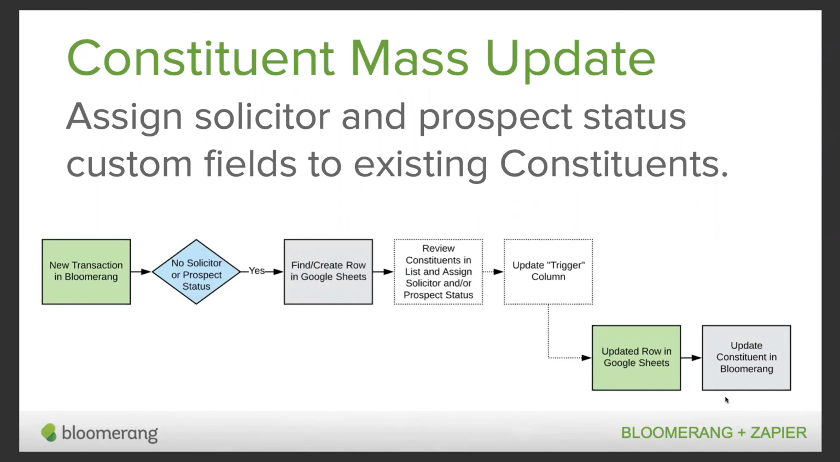So we're going to look at a workflow where if a transaction is received greater than $1,000, we're going to add a constituent to a spreadsheet. And from that spreadsheet, we're going to assign a solicitor and a prospect status. So we're basically going to think about this as like a major gift workflow. So someone gives a $1,000 donation, we're going to write them to the sheet. When they're in the sheet, they're not going to have a solicitor or prospect status. So we're going to add that to the sheet. And that's going to write back into Bloomerang the solicitor and prospect status that we've assigned.